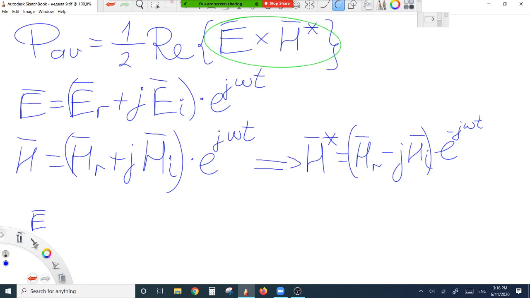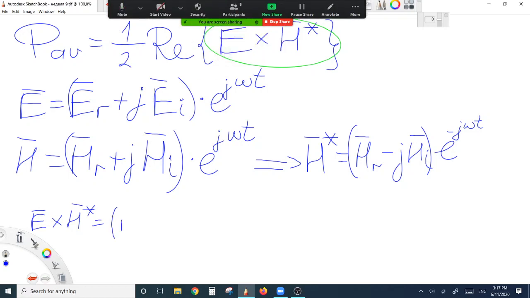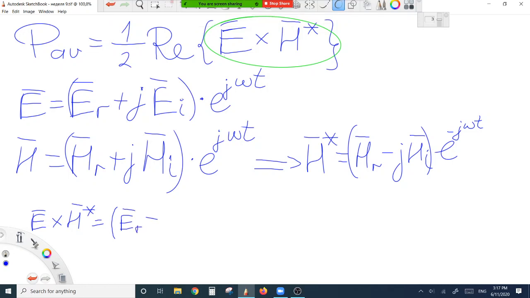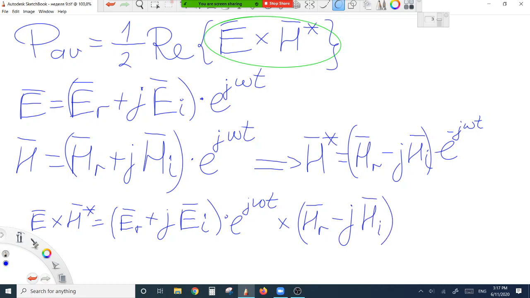E cross H complex conjugate. We said E is equal to E real plus j E imaginary, multiplied by e to the power of j omega t, cross the complex conjugate of H, which is this: H real minus j H imaginary, multiplied by e to the power of minus j omega t.